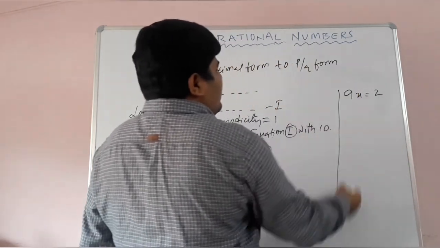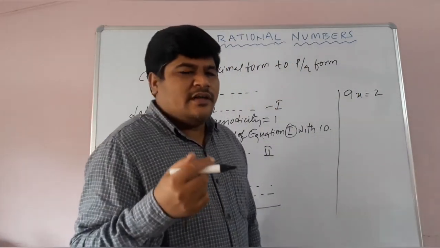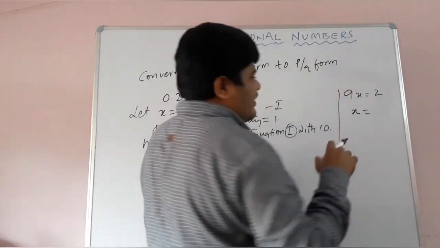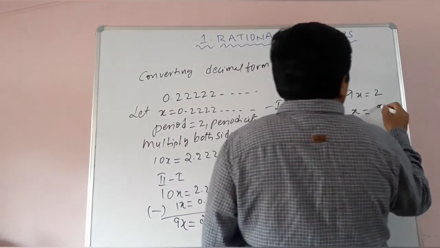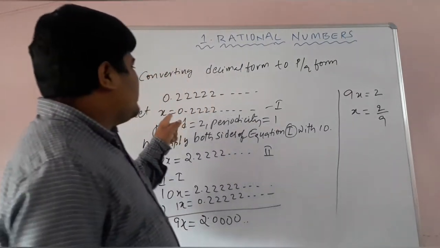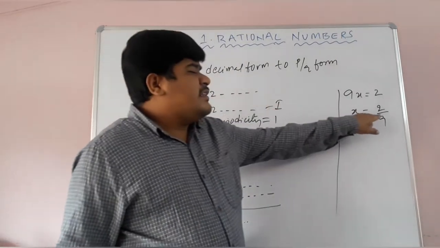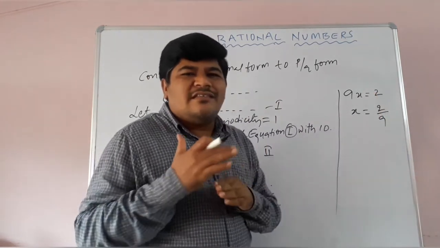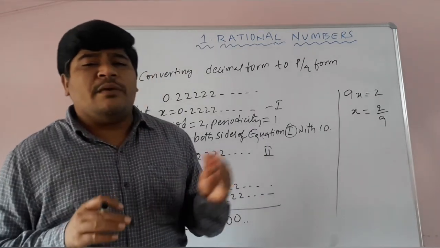Now we need to find the x value, children. So 9x means 9 into x. After transposing, the 9 goes to the denominator. So x is equal to 2 by 9, children. Therefore, what we assumed as x, 0.2222 and so on, we got x is equal to 2 by 9. So it's converted into p by q form now. This is the way to convert non-terminating repeating decimals into p by q form, children.